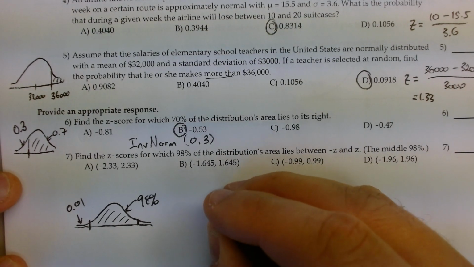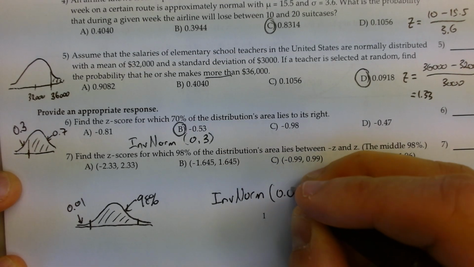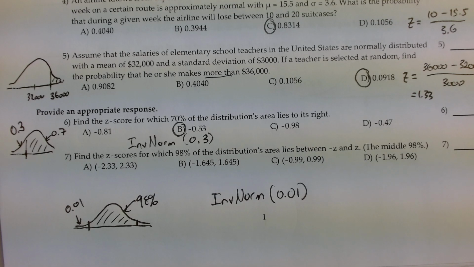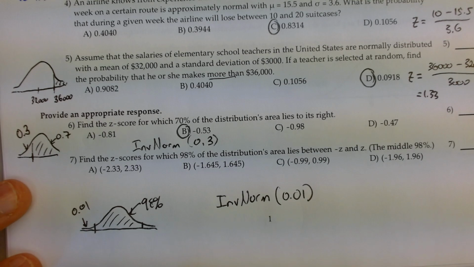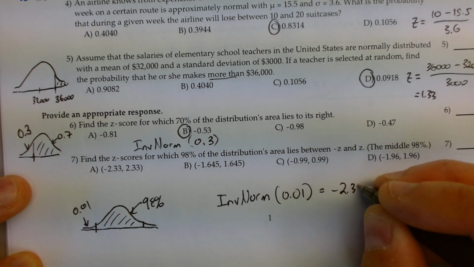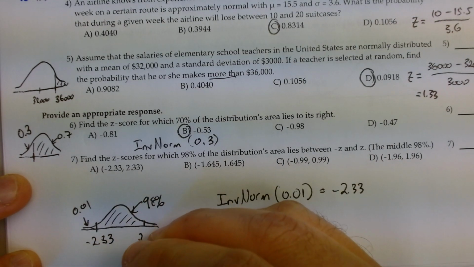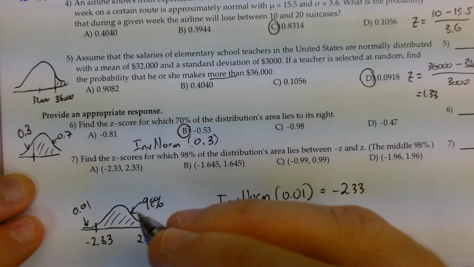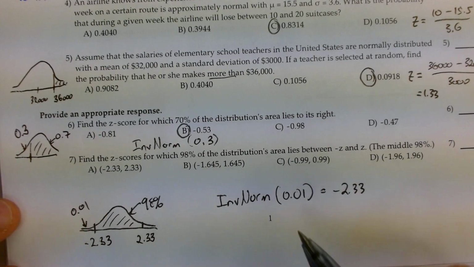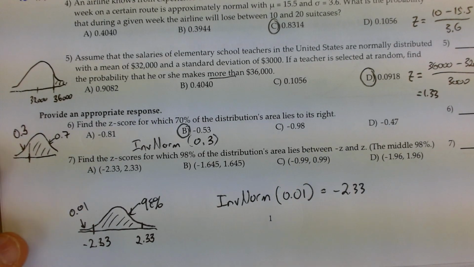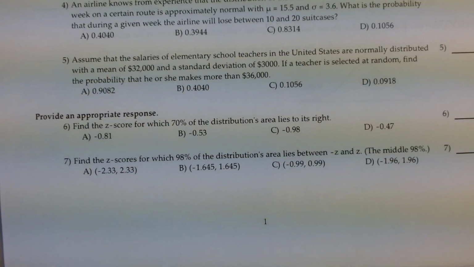You could do inverse norm of 0.01, or again, try and look it up in the z-score table to find it. That should give you negative 2.33. And because it's symmetric, the other z-score would be positive 2.33. But you could figure out that area too, because it would be the 98 plus the 1%, so it would be 0.99. Inverse norm of that should give you the 2.33. Okay. Finish up with the other side.